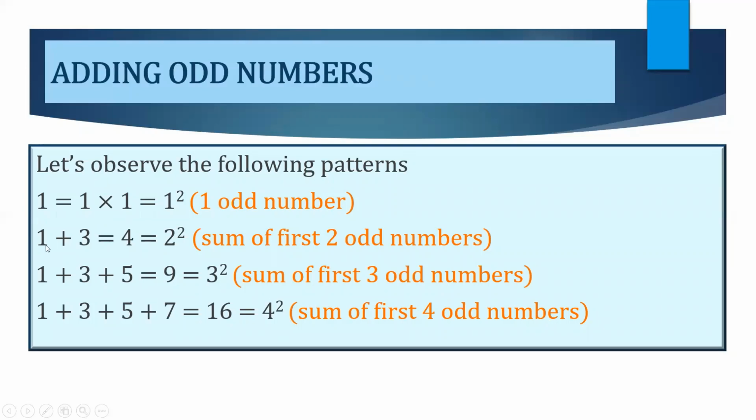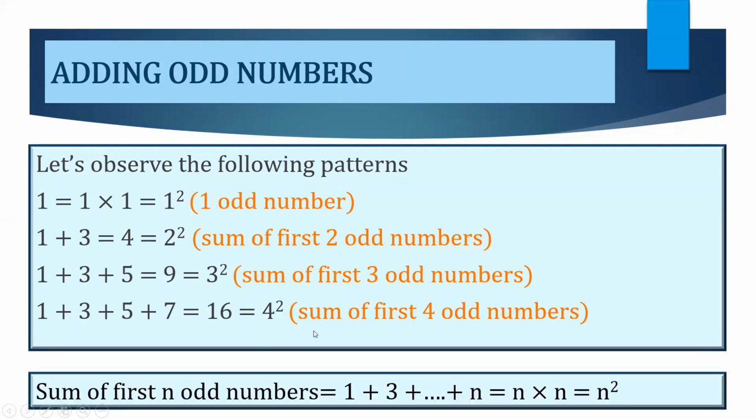Now see, here we are adding the first 2 odd numbers, which gives the square of 2. If you add the first 3 odd numbers, then it will be the square of 3. If you add the first 4 odd numbers, then it will be the square of 4. Same way, if you add the first 5 odd numbers, that is 1 plus 3 plus 5 plus 7 plus 9, then it will be 25, which is the square of 5.